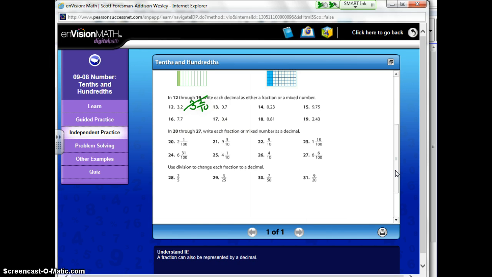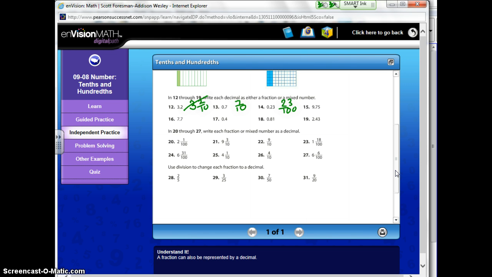How about the next one? 0.7. How would I write that as a decimal? Or excuse me, as a fraction? Emma? Is it in the 100th spot? 7/10. Is that in simplest form? It is. Yep, we don't have to reduce that one. How about the next one? 0.23. It ends in the second spot. Remember, what's the second spot? Aaron? 23/100ths. 23 over 100. Can we simplify that? 23 is a prime number, so no, we can't.